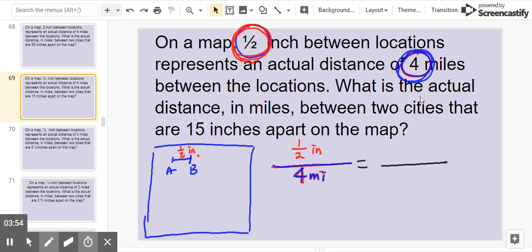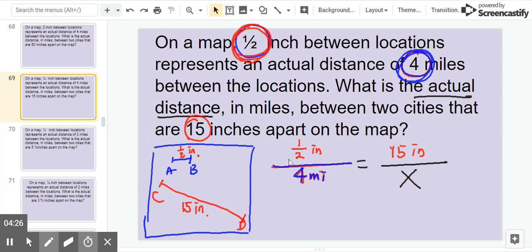So now, what's the actual distance? So we're looking for the actual distance when the distance between two cities is 15 inches apart. So it should be 15 inches. So now it's like 15. So let's say we do CD. It's 15 inches apart. Now what does it mean? What does it represent? Like how long? You have to put 15 inches.